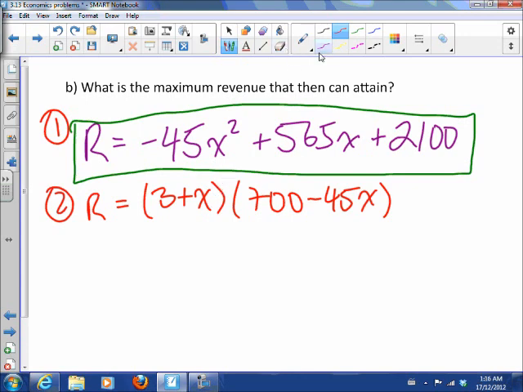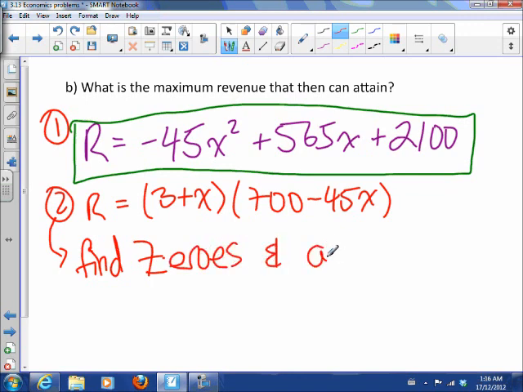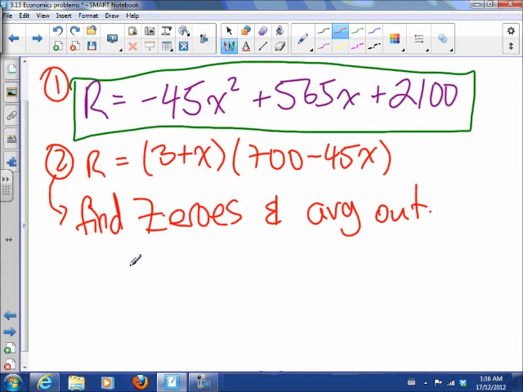So to find the maximum, remember we can do this two ways, right? So I'm going to use this method first, okay? And remember, if we have it in what looks like factored form, now this isn't perfectly factored form because we can factor here, but it looks like factored form, we can find the zeros and average them out, right? So what we're going to do is we're going to find the two zeros. So this tells us that x could be -3.